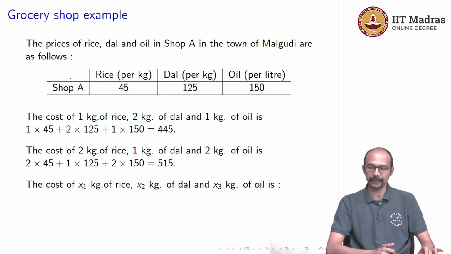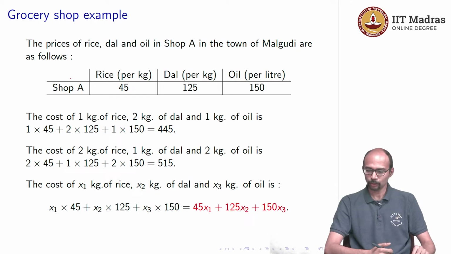So, in general, if you have x1 kgs of rice, x2 kgs of dal and x3 liters of oil, not kgs, then how do we do that? We have to multiply 45 by x1, we have to multiply 125 by x2 and 150 by x3, and then we add up those terms. So, usually we write it as 45 x1 plus 125 x2 plus 150 x3. Notice, this is a linear combination of x1, x2, x3 with coefficients 45, 125 and 150. So, the point is, if you want to get the cost of a certain number of items and you know the cost of each individual item, then the total cost is a linear combination of the amounts of the items that you want to buy.